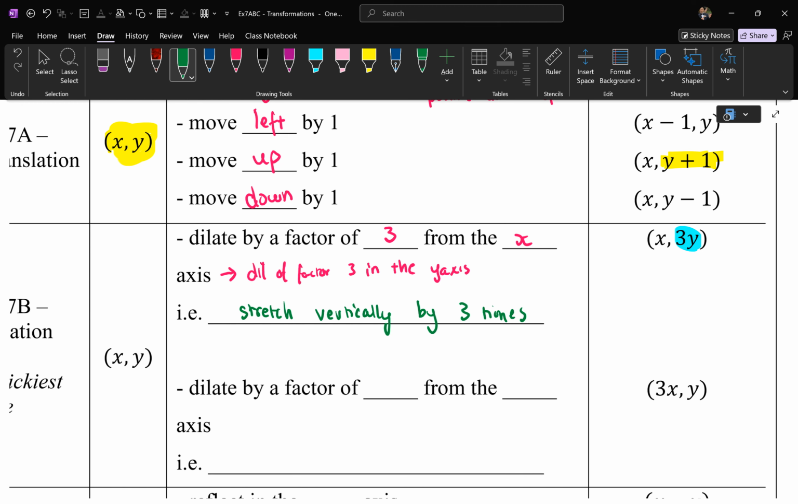So you always look at the coordinates and you ask yourself, am I multiplying the y's or am I multiplying the x's? Because if I'm multiplying y's, it's a vertical stretch. If I'm multiplying x, then it's a horizontal stretch. Okay, so let's have a look at the next one.